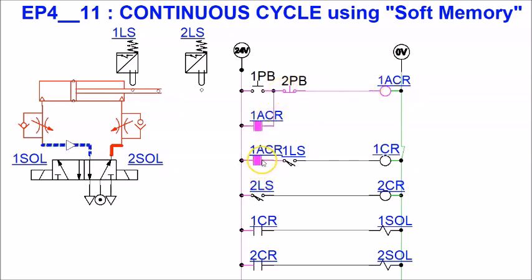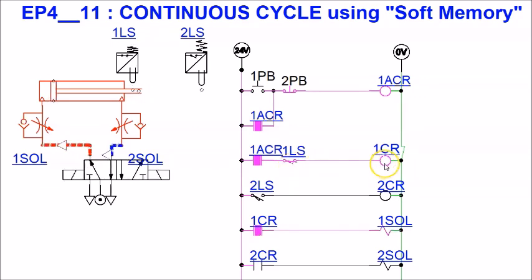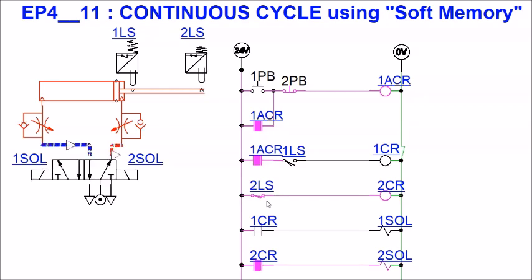Now, when it's at the retracted position, you will see that 1LS becomes held closed. 1CR will be energized, solenoid 1SOL will be energized, and the valve will be at this position to make the cylinder extend. When it's fully extended, 2LS will be activated, 2SOL will be energized, and the cylinder will start to retract. So you can see this cycle going on and on.